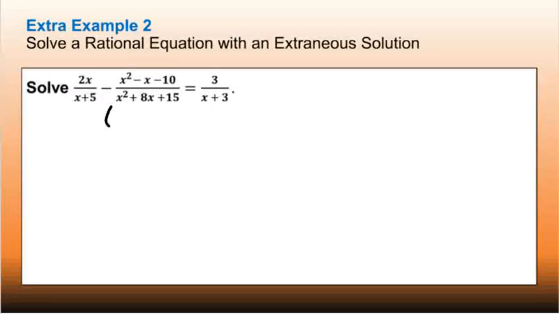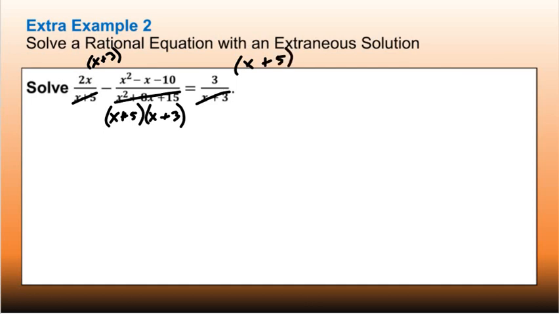Next, factor this one, so this will be x plus 5 times x plus 3. So the common denominator is x plus 5 and x plus 3. So this will eliminate. This one would be x plus 3. This one would be x plus 5. So right off the bat, I know x cannot equal negative 5 and x cannot equal a negative 3. So keep that in mind when we solve these.